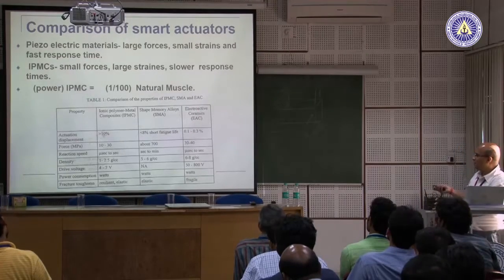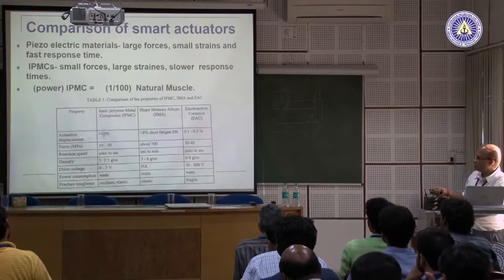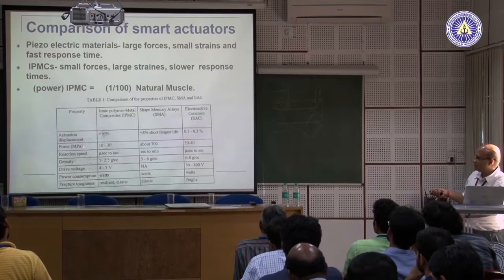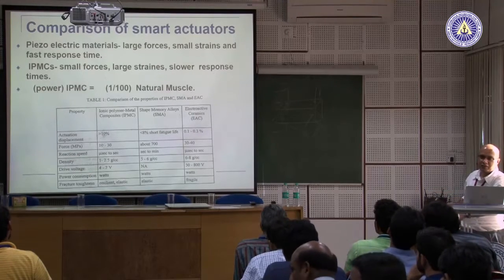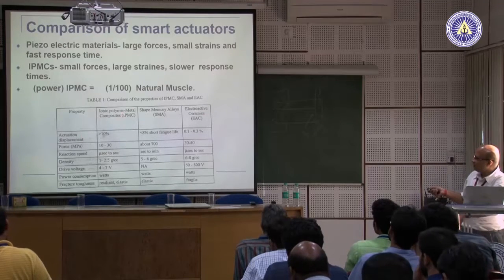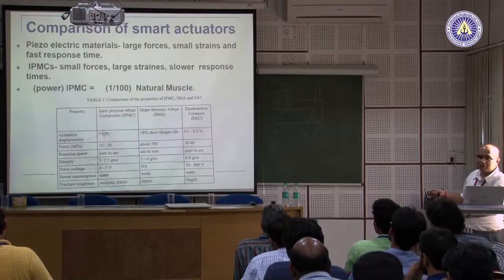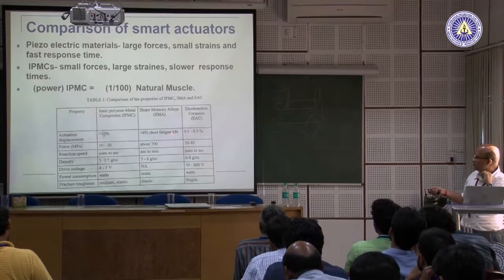Now, we can look at the basic properties of some of them, for example, displacement, force generated, response time, density, driving voltage, etc., and then choose which one you want. So, what is the comparison between three of them? The ionic polymers have very large displacement, that we have seen. They can move from one end to another end, but they cannot produce much force. If you look at the force, it is very low.